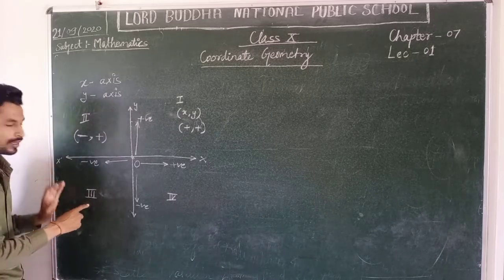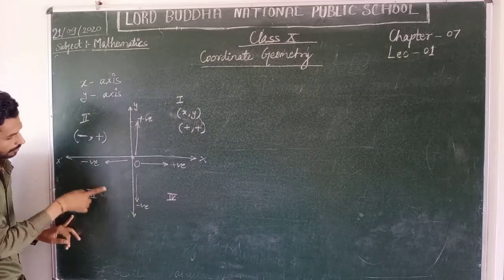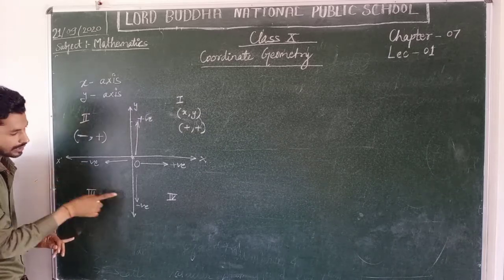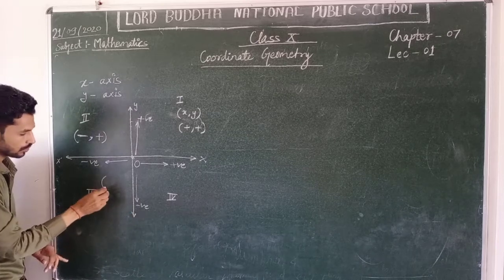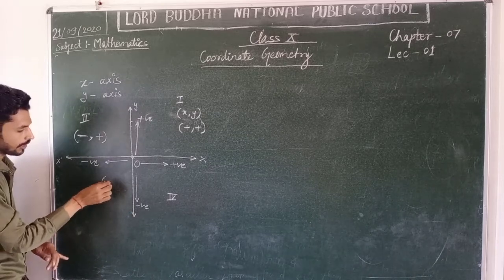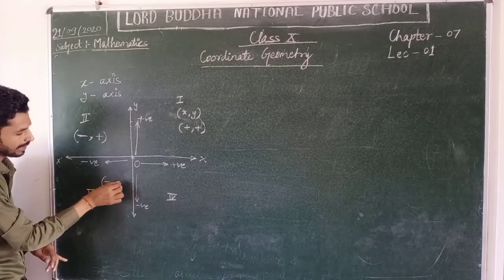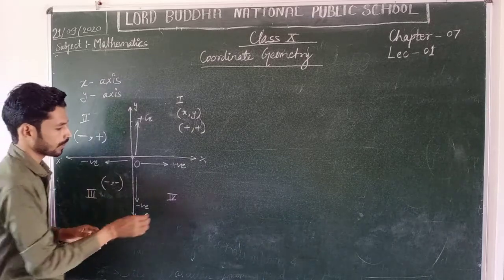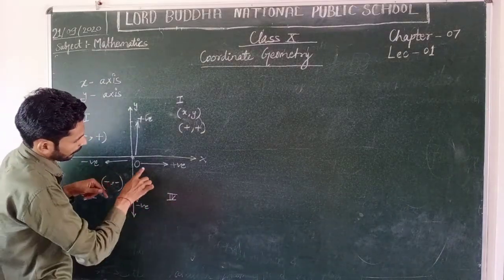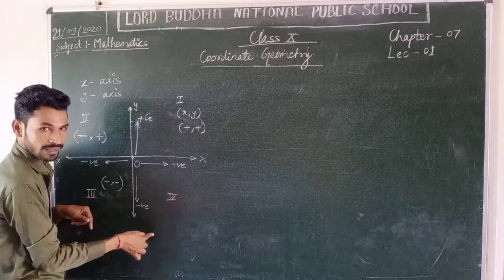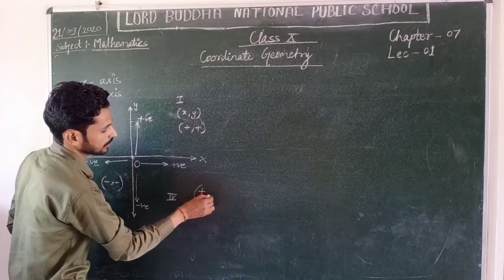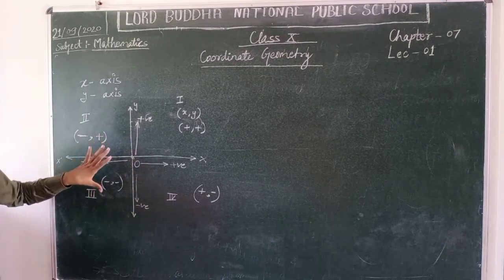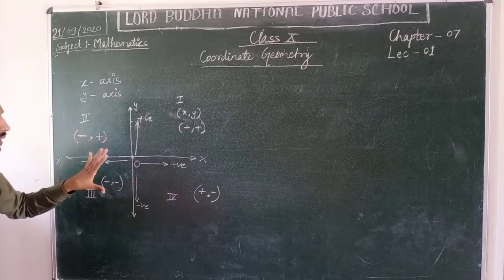But in the third quadrant, this quadrant is made by the negative x-axis and also the negative y-axis. So the signs of the coordinates will be minus and minus. So x and y both will be negative. But in the fourth quadrant, the value of x is positive, but the value of y is negative. So plus comma minus. So those will be the signs of the coordinates with respect to the quadrants.